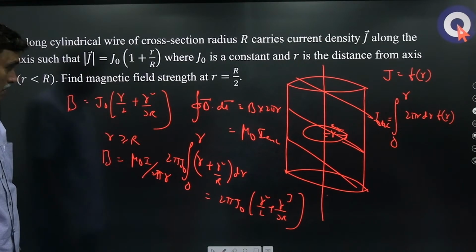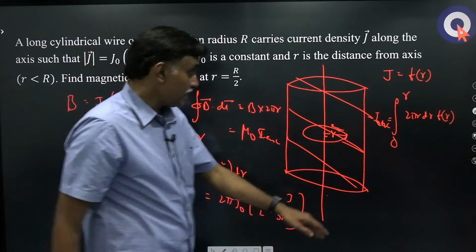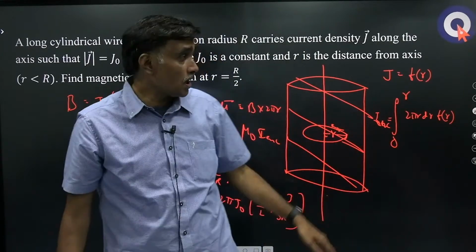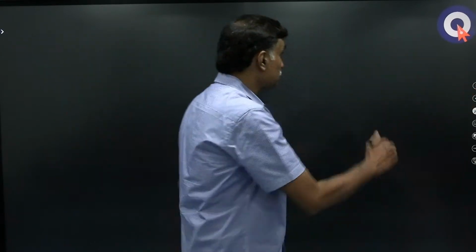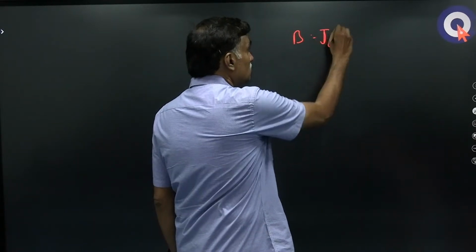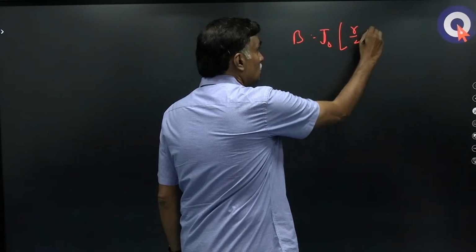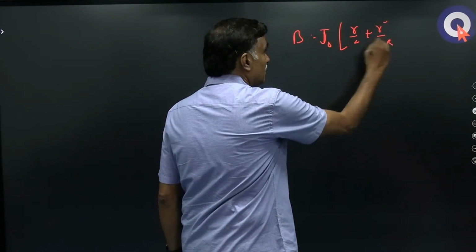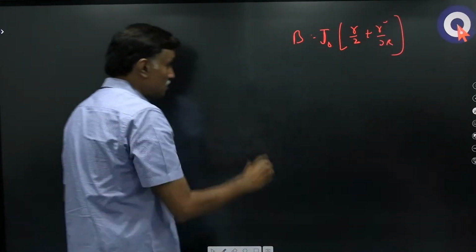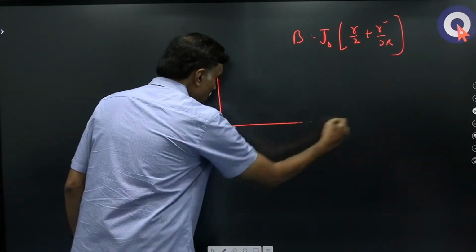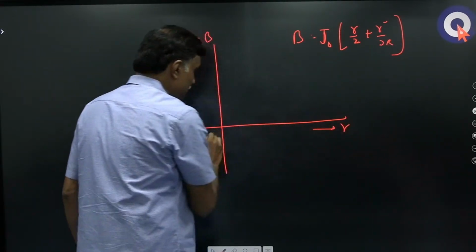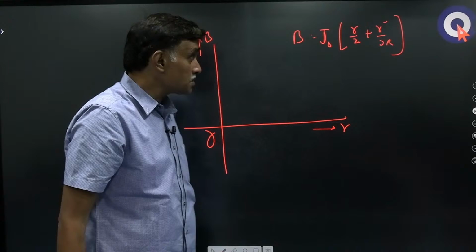So what is the magnetic field inside? It is J naught into r by 2 plus r square by 3R. And outside, mu naught I by 2 pi r. So what type of graph here, magnetic field versus radial distance? Small r equal to R by 2 they have asked in the question, that we can find.